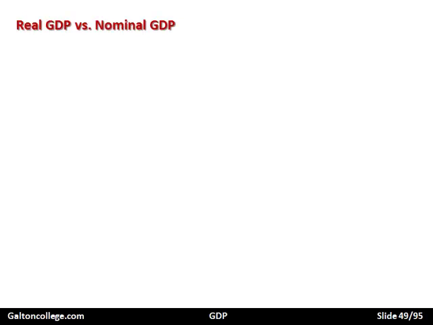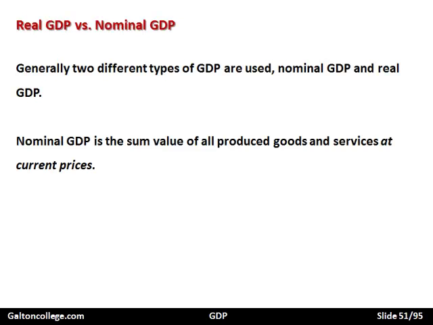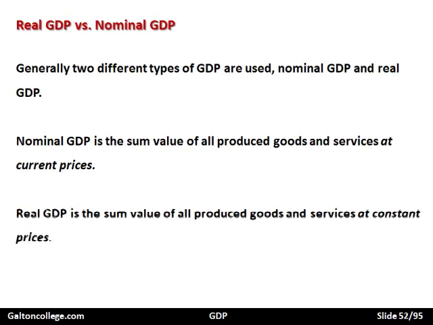So let's look at the difference between real GDP and nominal GDP. Generally, two types of GDP are used: nominal GDP and real GDP. Nominal GDP is the sum value of all produced goods and services at current prices. That's nominal. Real GDP is the sum of all produced goods and services at constant prices.